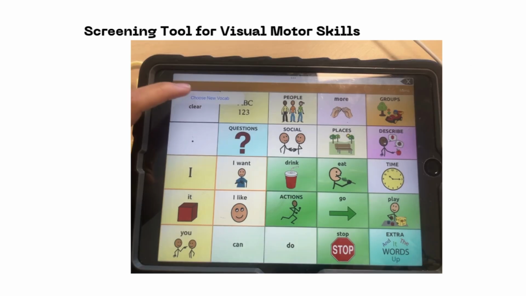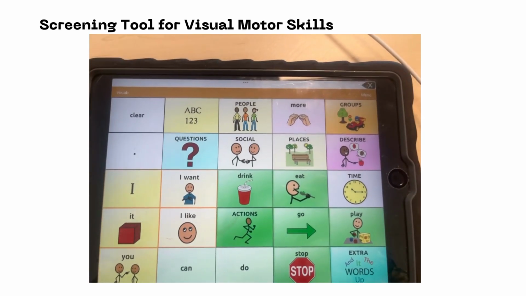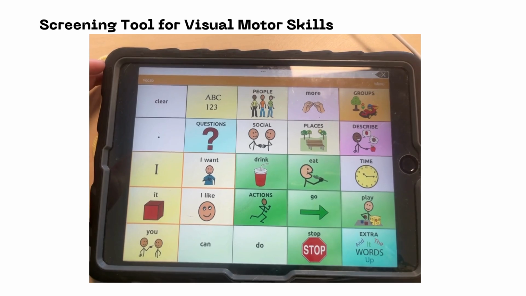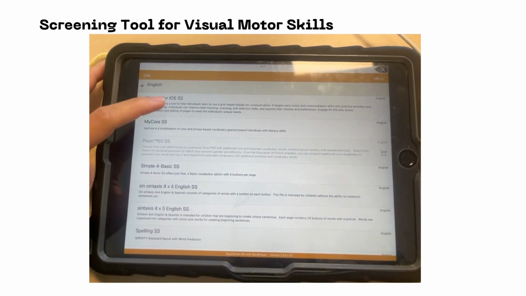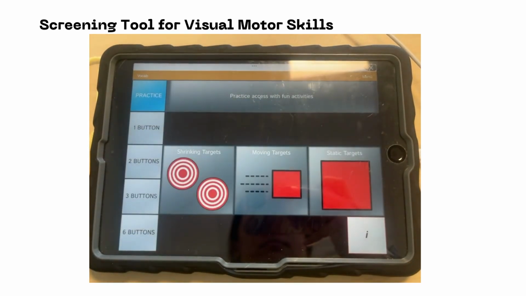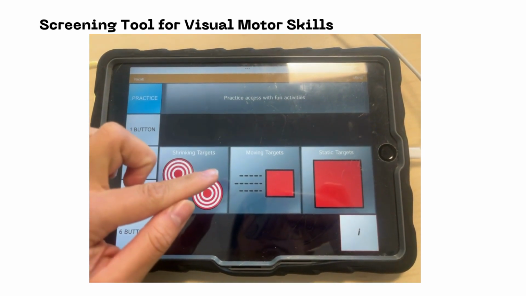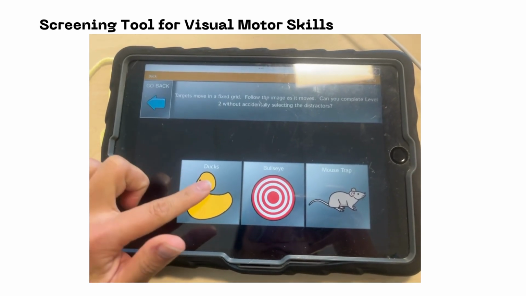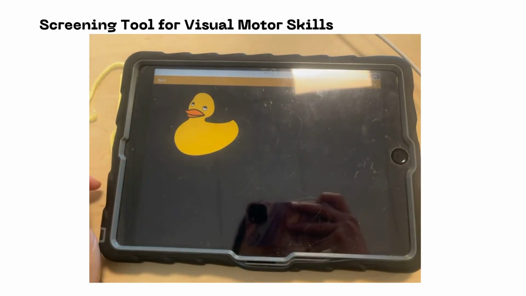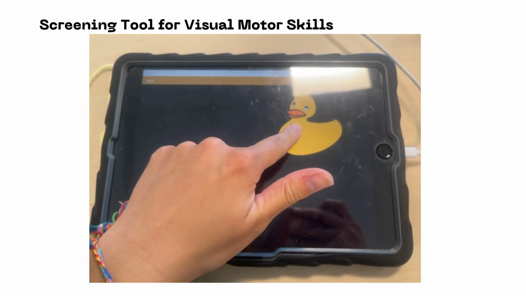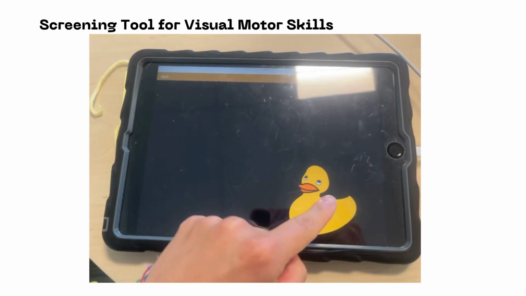There is a program built into these devices that can be used as a screening tool. So you'll go to select vocab in the left corner, then press choose new vocab, select Engage for iOS SS, press open, and then you are there. You can choose to practice here as well, and you can use it with multiple buttons, shrinking targets, static targets, and even moving targets. This is super helpful by gathering data on the visual motor skills that are necessary for using the device.